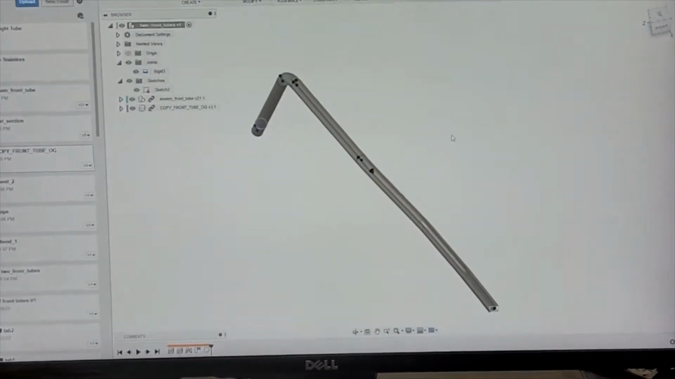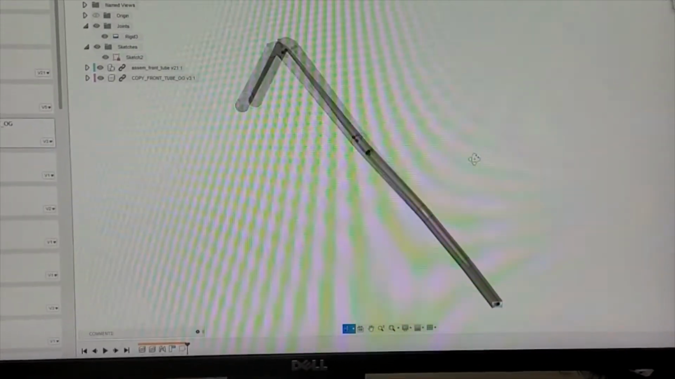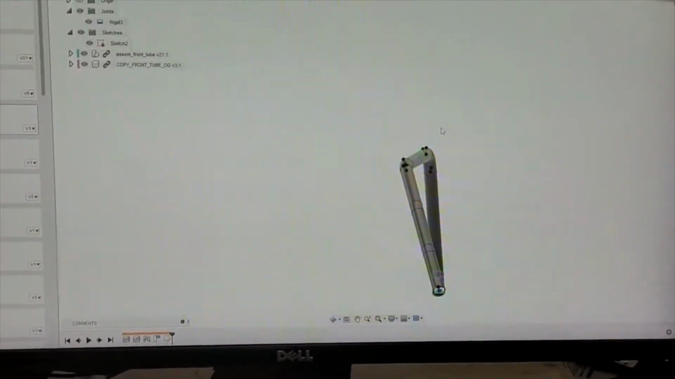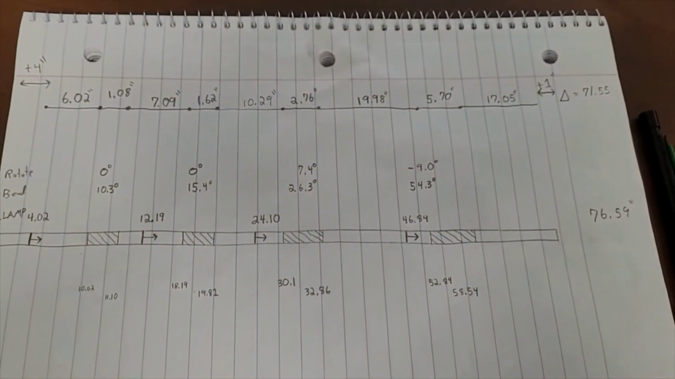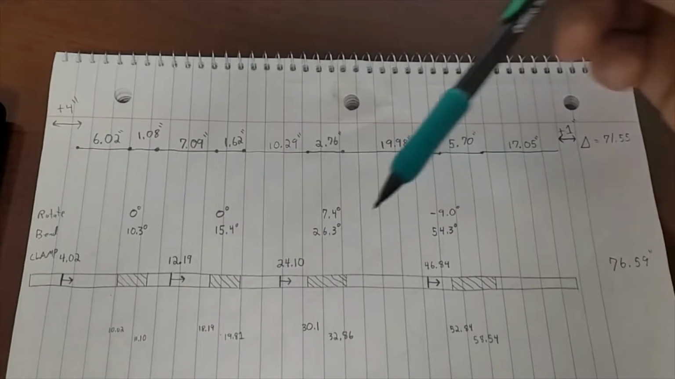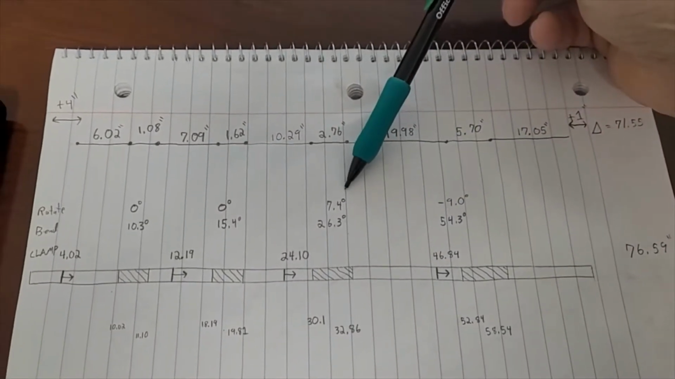Hey guys, welcome back. So we recently bent up one of our front tubes for our cage, but it didn't fit correctly, and it's because our measurements were wrong. This is what we used last time, and where we really went wrong was on these bends. I totally messed up, or these are rotations, not bends.